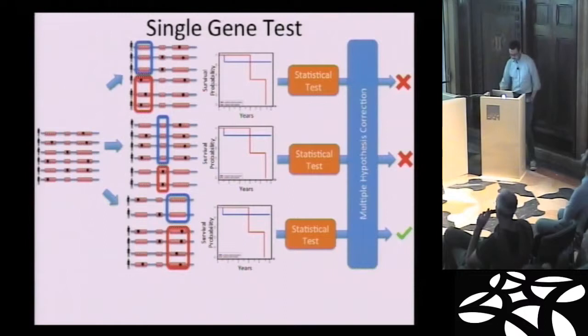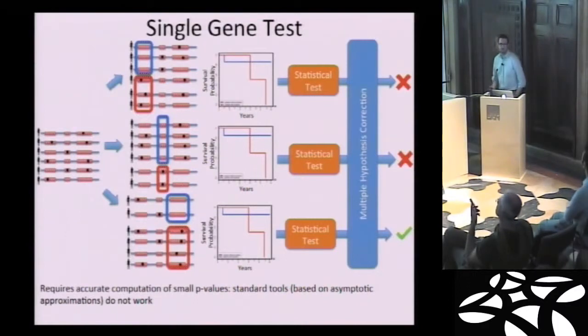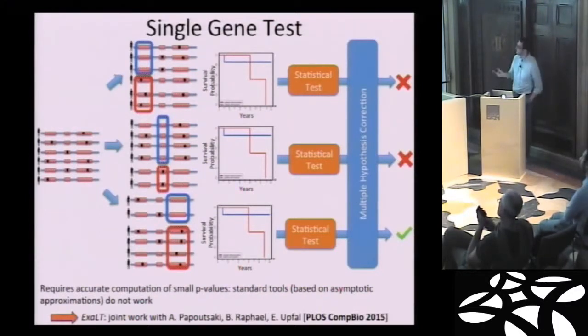Let me point out that even this simple procedure requires the computation of small p-values, since we need to correct for multiple hypothesis testing. And so the standard tools that are based on the asymptotic approximation for the log-rank statistic actually do not work well. And so in previous work with Alexander Papustaki, Ben Rafael, and Eli Upfal, we have proposed a fully polynomial time approximation scheme to obtain a controlled approximation of the p-value for the log-rank test. Okay, so this is great.